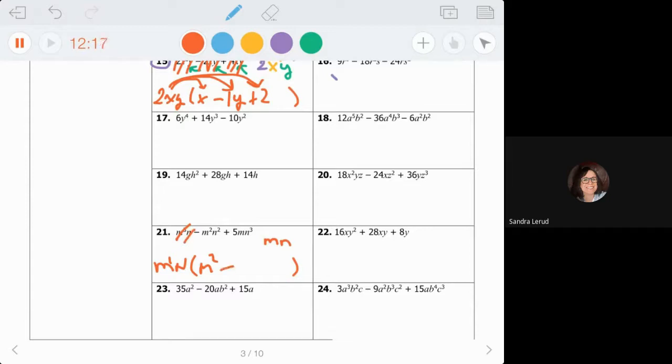I need the subtraction. I have 1 m. I need 2 of them. I have 1 n. I need 2 of them. I need a plus. I need the 5. I have the m. And I need n to the third. So I'll need n to the second. And again, you can distribute that back in to check it. So the last one I want you to do in full on your own. So number 23, pause the video and go ahead and do it.